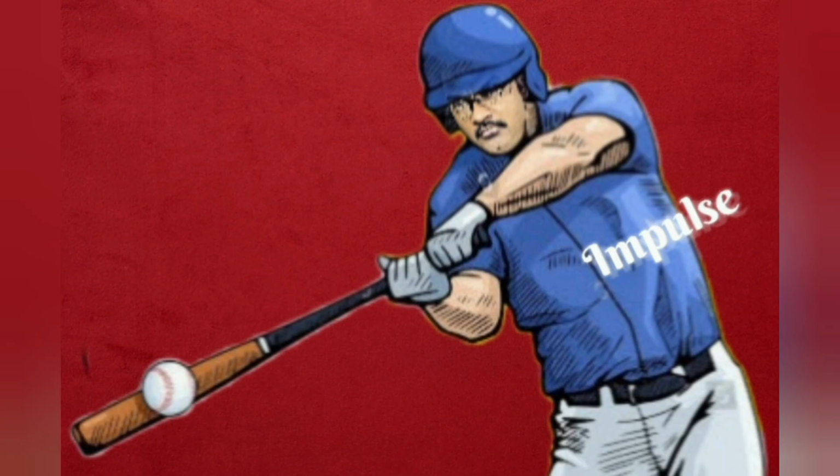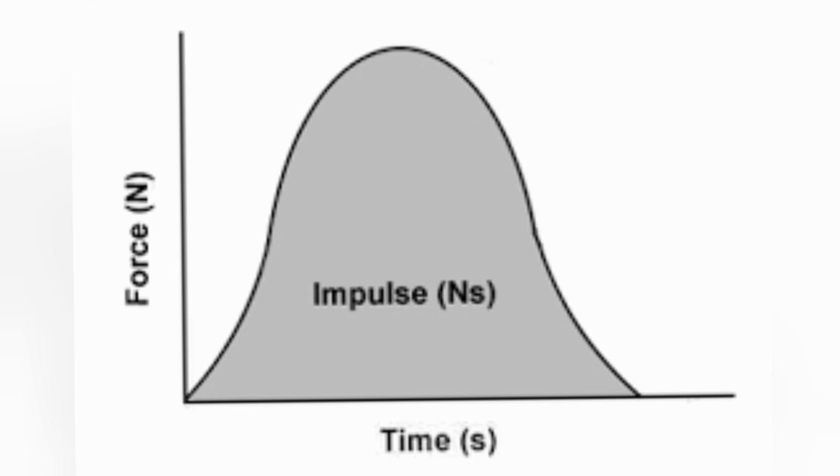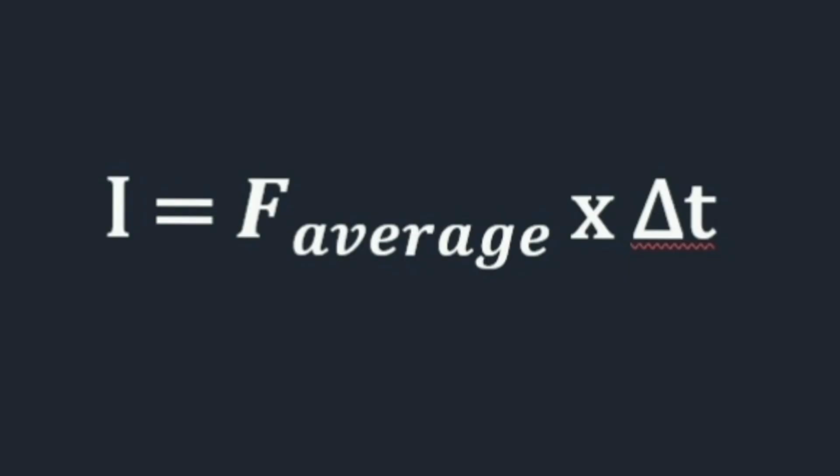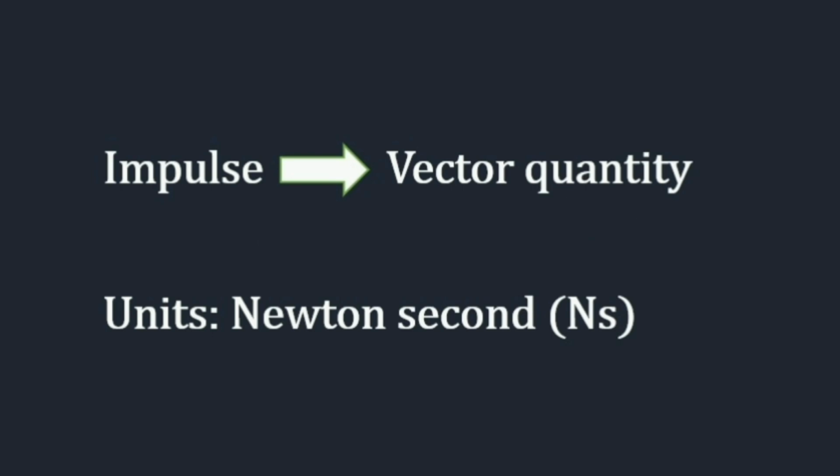The impulse of a force, therefore, can be visualized as the area under the force versus time diagram as shown in the figure. When the variation of the force with respect to time is unknown, the impulse can also be measured as I is equal to F average into delta t. Impulse of a force is a vector quantity and it has the unit of Newton second.